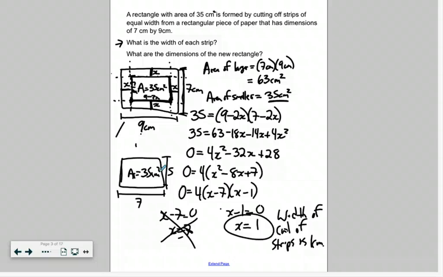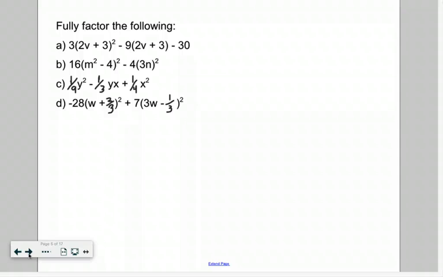And you're right, it probably could have been solved that way, but this is at least how you would set it up. And say it didn't factor and you'd have to use the quadratic formula, it would work out the same way. Okay?